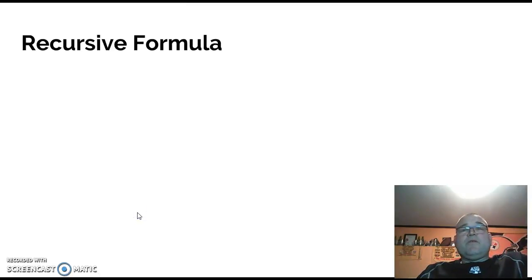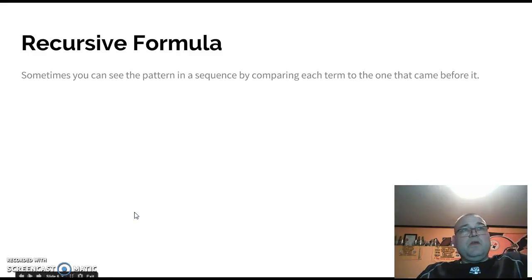Another type of formula for a sequence is called a recursive formula. Because sometimes we can see a pattern in a sequence by comparing each term to the one that came before it. Remember the first one we had? The 1, the 4, the 7, the 10, the 13. We said we're going up by 3 every time.